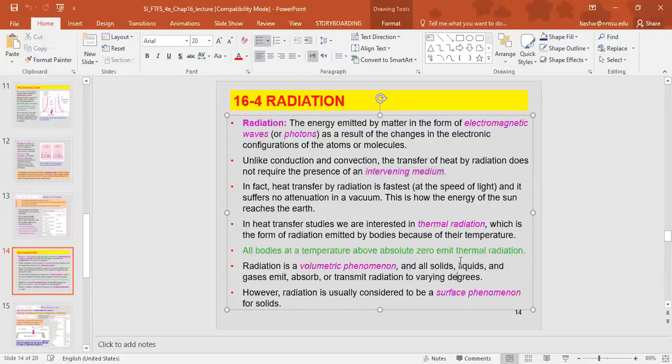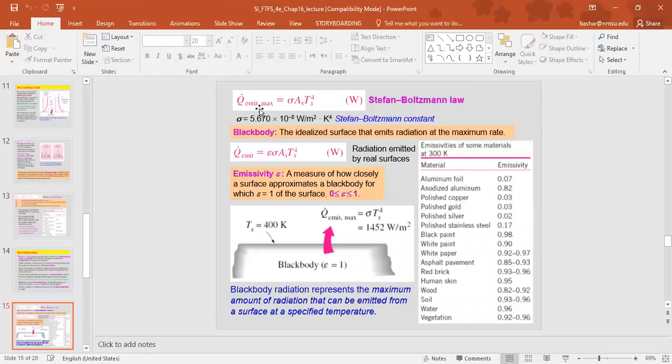Now for the equation, the maximum emitted heat rate from a surface is given by sigma times A sub s times T sub s to the power 4. This maximum emitted heat is assumed for a black body, an idealized surface that emits the maximum rate. Sigma is a new parameter called the Stefan-Boltzmann constant, and it equals 5.67 times 10 to the power minus 8 watt per meter square Kelvin to the power 4.